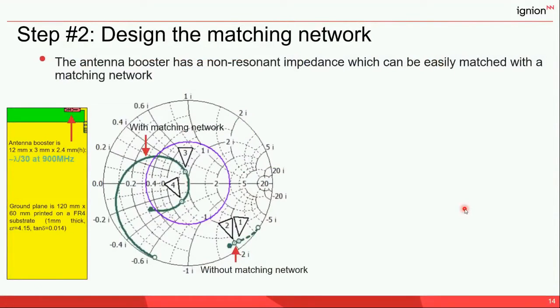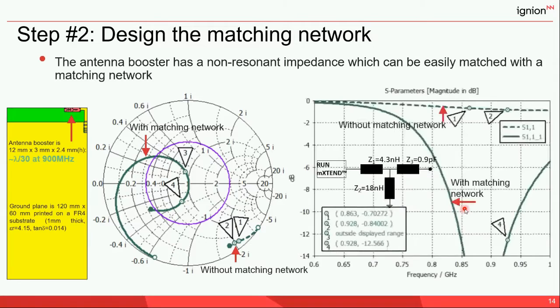Second is to design a matching network. The matching network gives the flexibility to have operation at any frequency we want. For example, in here in yellow we have the ground plane of our device. We have an antenna booster, and without any matching network, we can have an impedance that is very far away from the center of the Smith chart.